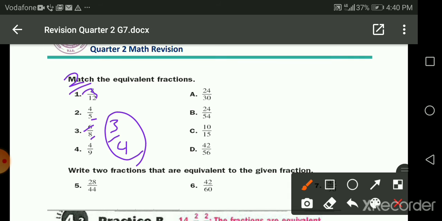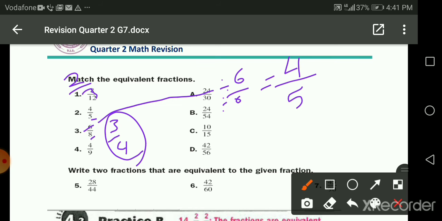This one, 24 over 30, yes, it can be simplified. Can it be divided by 6, and down also divided by 6? What I do up, I do down. The denominator, I will do for the numerator. Divided by 6: 24 divided by 6, 6 times 4 equals 24. 30 divided by 6 gives you 5, okay? Can you see? I can match now 2 with A.